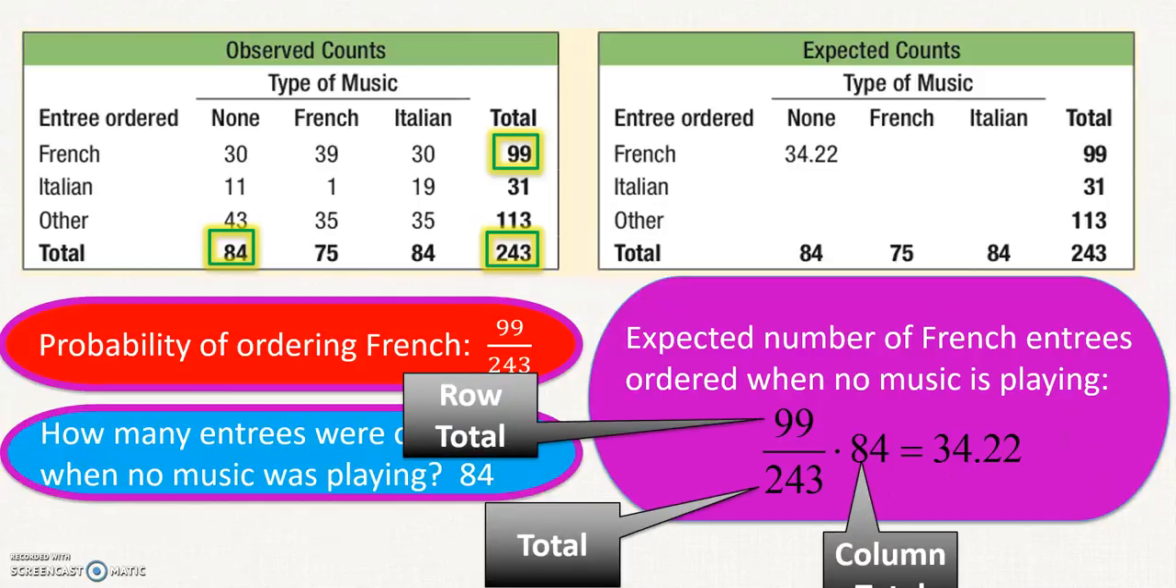So what you will notice is that you have a row total, you have a column total, you multiply those and you divide by the total number n, 243. That will be the same for each of these probabilities or expected counts. That pattern carries through, but let's look at one more.